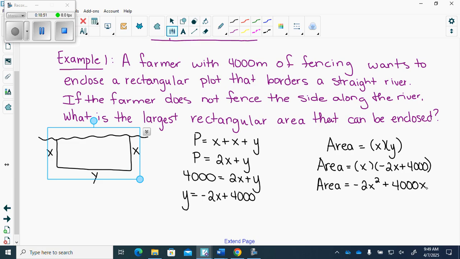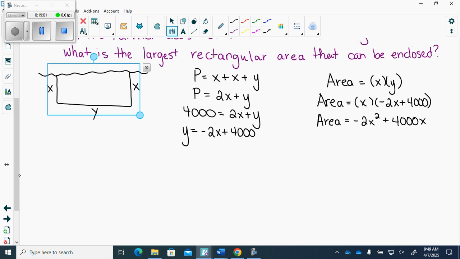If we want the maximum, what do we do? We get the critical numbers of the first derivative, correct? So I need to actually just find the derivative of that. So the derivative of area equals negative 4x plus 4,000.